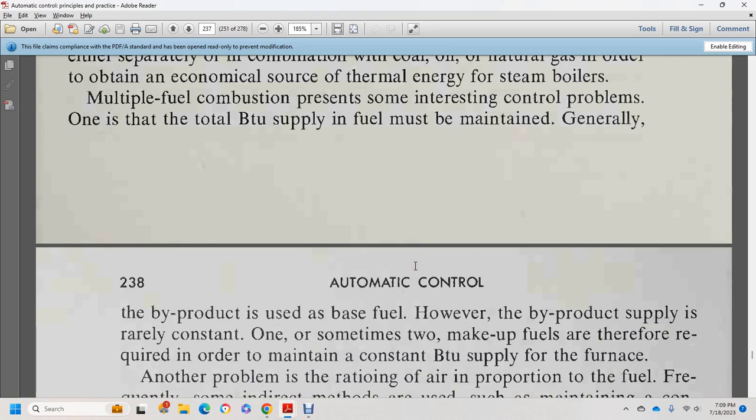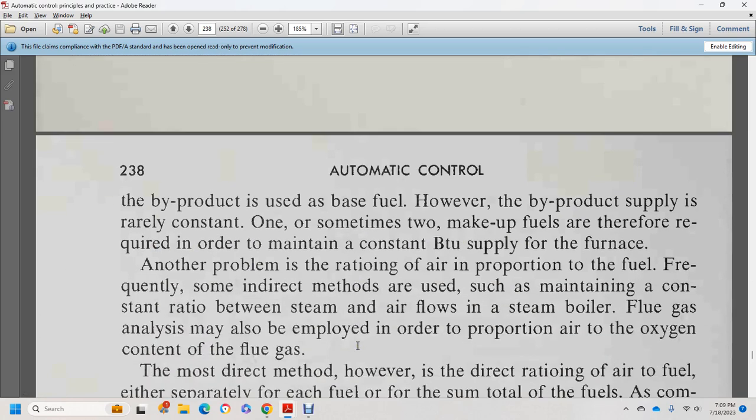Another byproduct of the use of the base fuel is that the supply is rarely constant. This has to do with the makeup of the fuel, and therefore what is required in order to maintain a constant BTU supply to the furnace. Another problem is the ratio of the air in proportion to fuel.